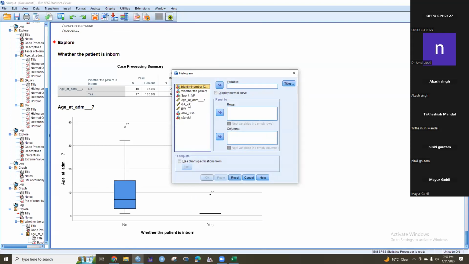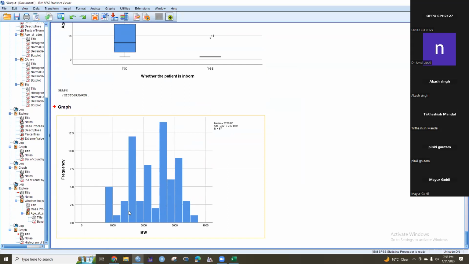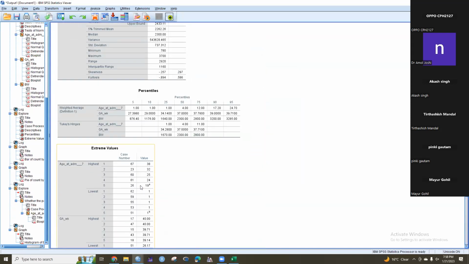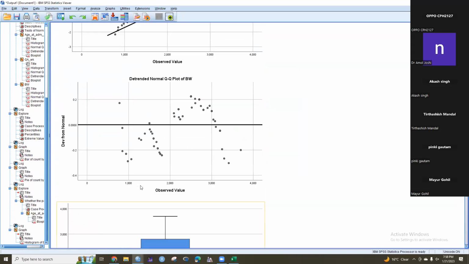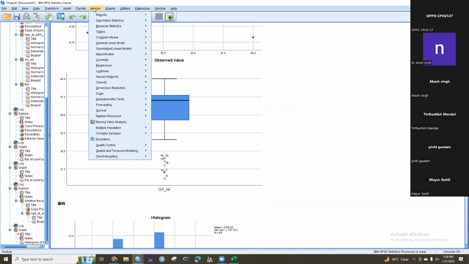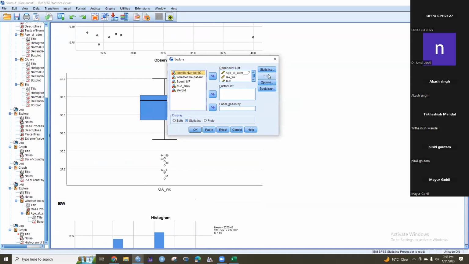The histogram is there. If you want to prepare the histogram for birth weight, just click OK, and it will give you the histogram of birth weight. So in this way, you can go on preparing the charts and graphs, and check outliers. You can check whether your data is normally distributed. For that, again, go to Analyze, Descriptive Statistics, Explore, and in Explore go to Statistics.